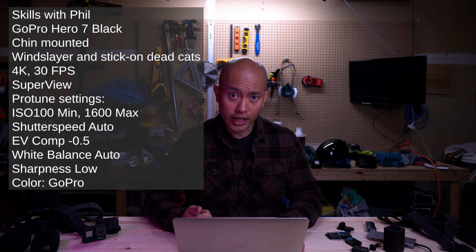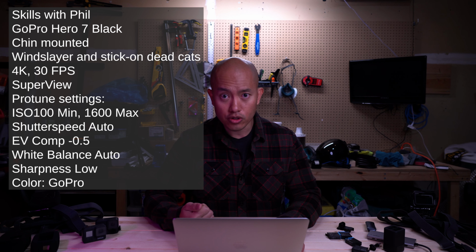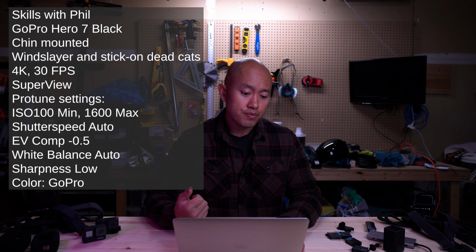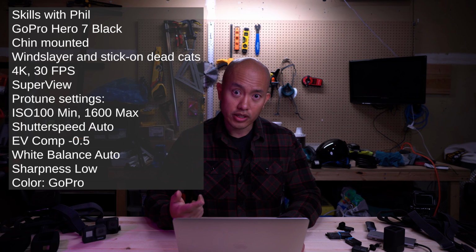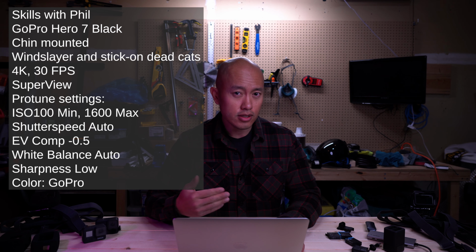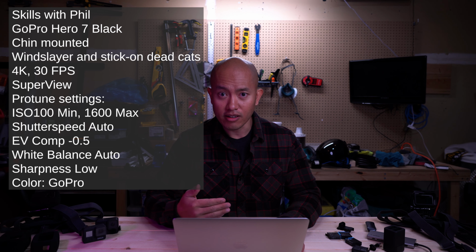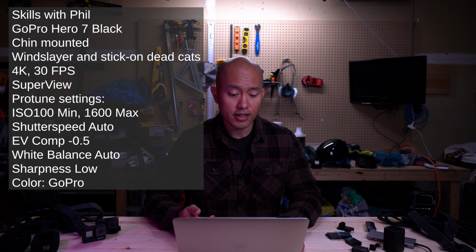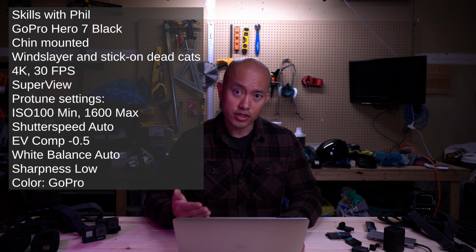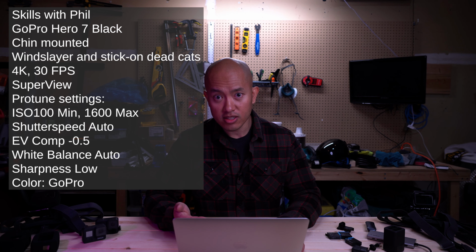He films in 4K, 30 frames per second. He uses Super View. Now for his Pro Tune settings, he's using automatic shutter speed. He uses the EV-Comp, so he has exposure compensation of -0.5. Now this is something that can be adjusted depending on the amount of light that's coming in that day. His white balance is actually set to automatic, and his ISO is a minimum of 100, maximum of 1600 that he sets. Sharpness he leaves as low, and for the color profile he actually has it set to GoPro.